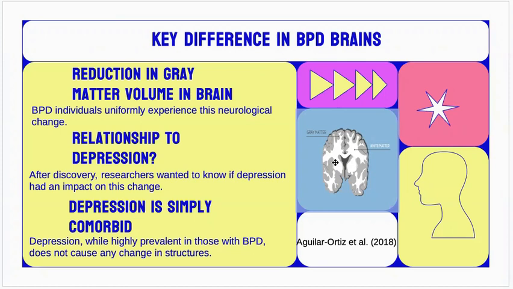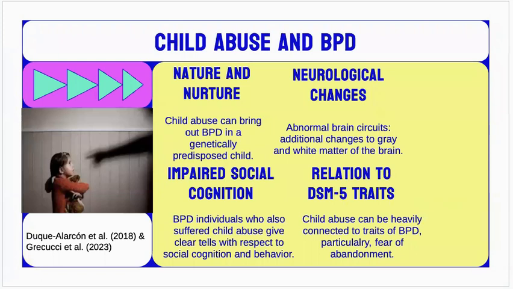Borderline personality disorder is highly comorbid with depression, and this is unsurprising due to the emotional upheaval of having borderline personality disorder, which often leads to isolation. And this was seen in the case study that I mentioned briefly in the beginning. Once it was established that borderline personality disorder is associated with a reduction in gray matter volume, scientists wanted to see if depression makes this reduction any worse. And it was found that it doesn't. Depression is simply comorbid, and those with borderline personality disorder and depression have similar looking brains to those with just borderline personality disorder.